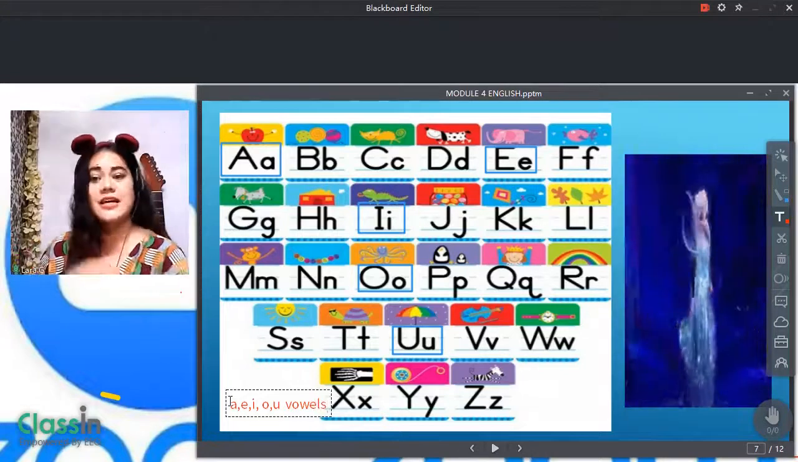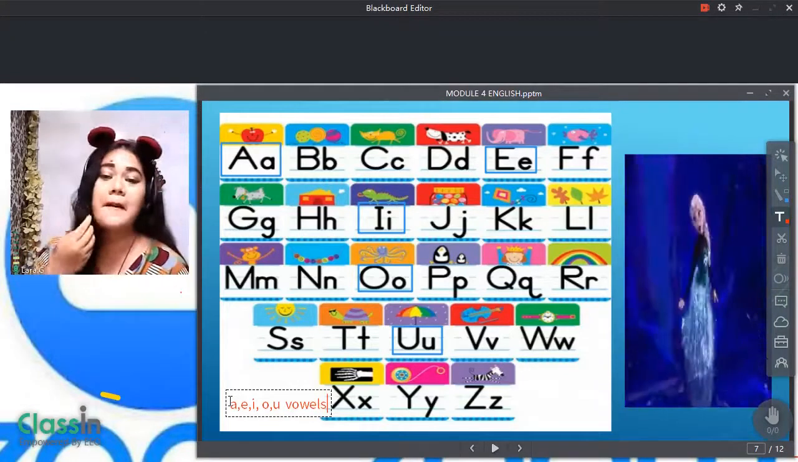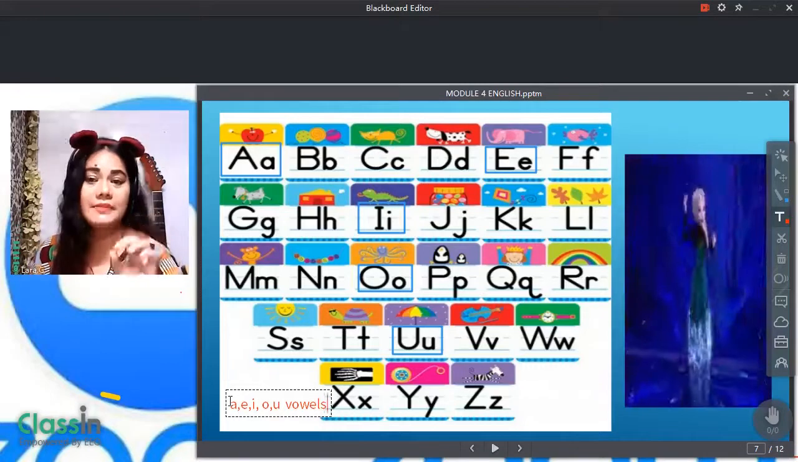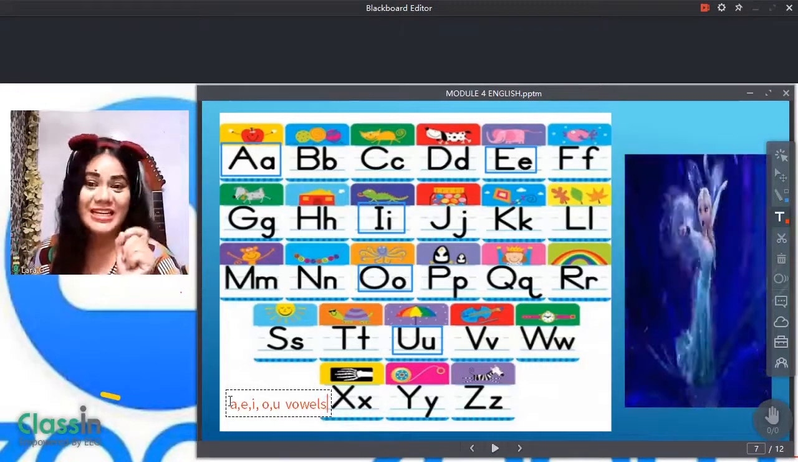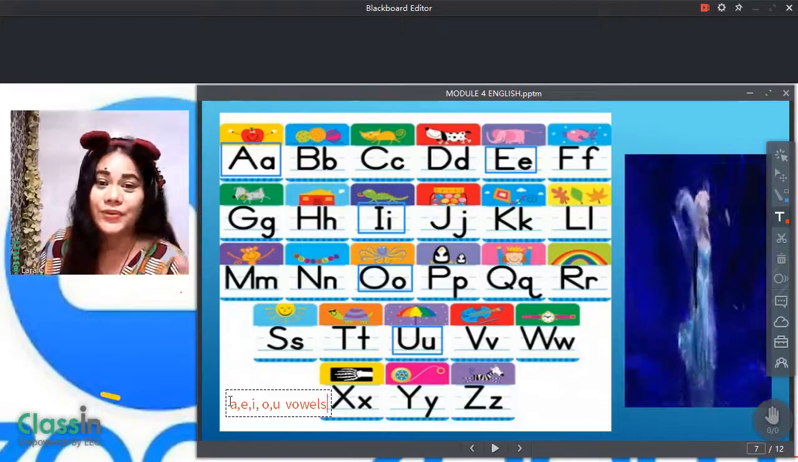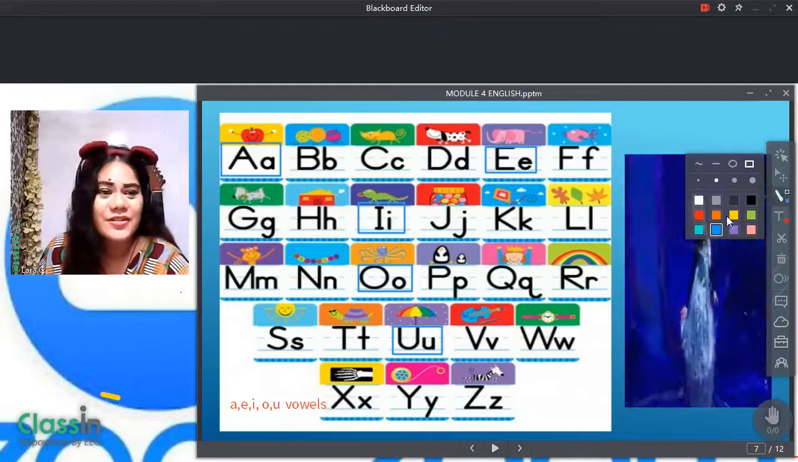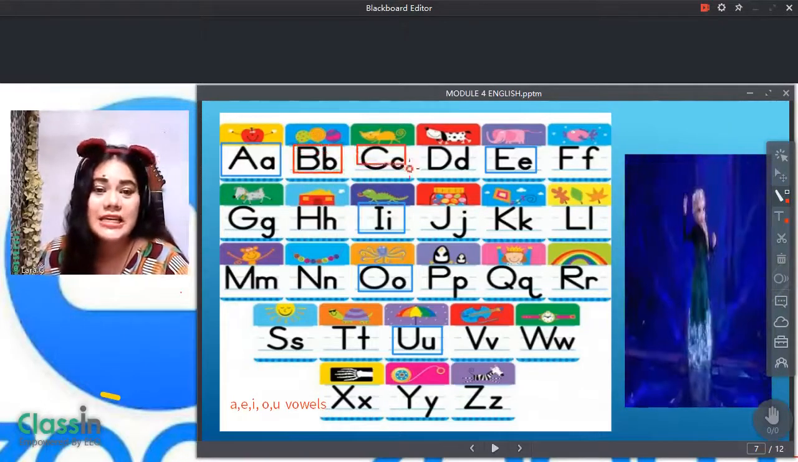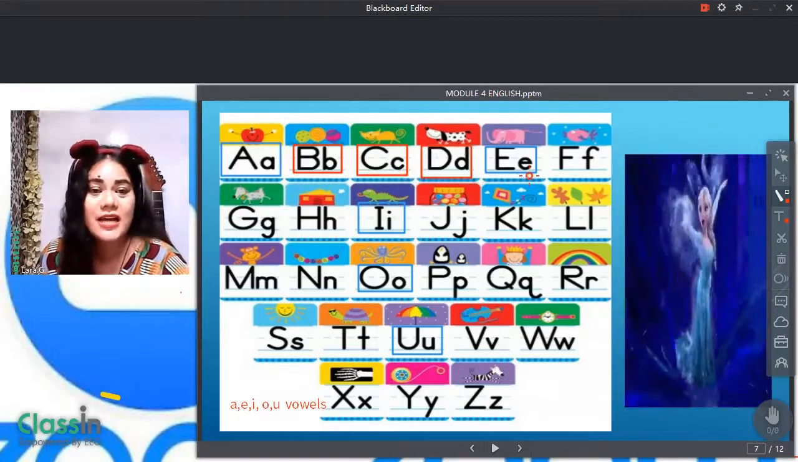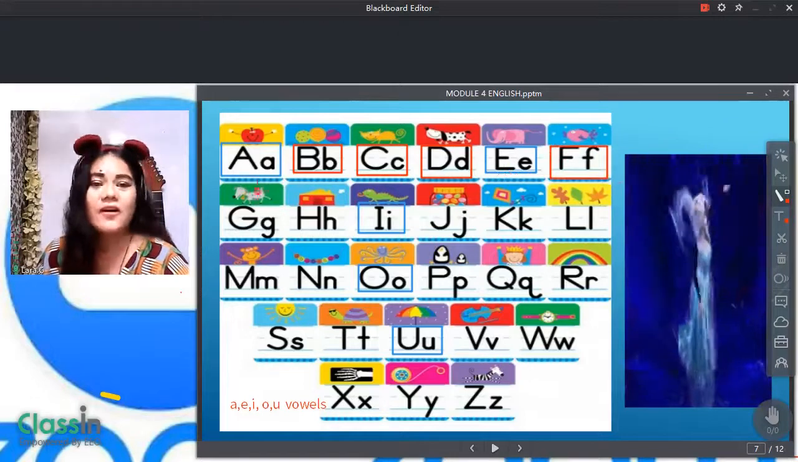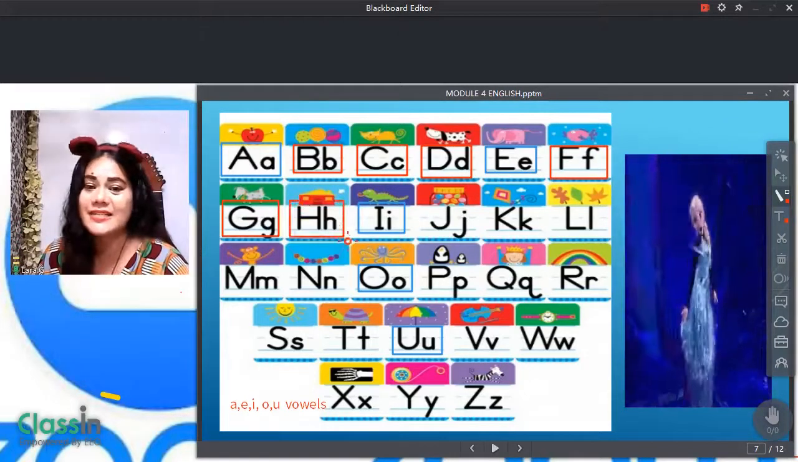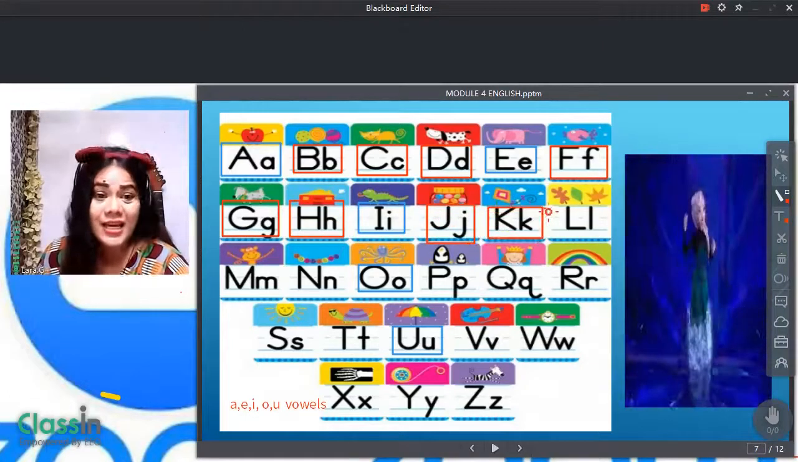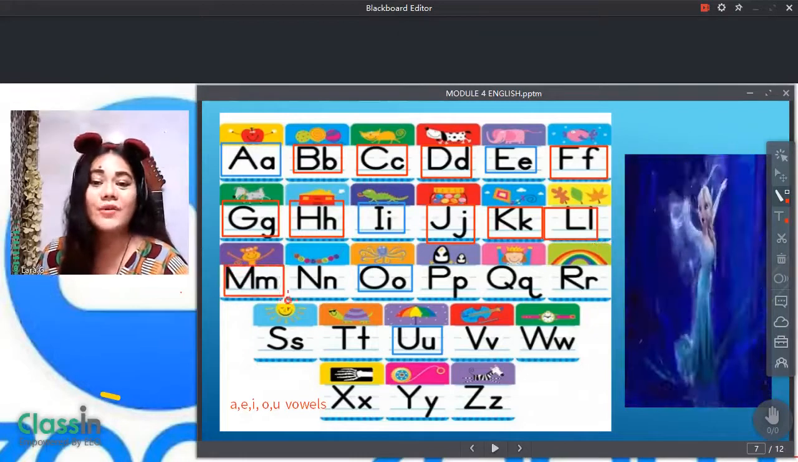Vowels. Yes. Kung sa Filipino, ito ay mga patinig. A, E, I, O, U. Sila ay mga patinig. Vowels in English. Then the rest of the letters are consonants. B is a consonant, C is a consonant, D is a consonant, E is a vowel, F. All the letters are consonants except for A, E, I, O, U, because A, E, I, O, U are vowels.